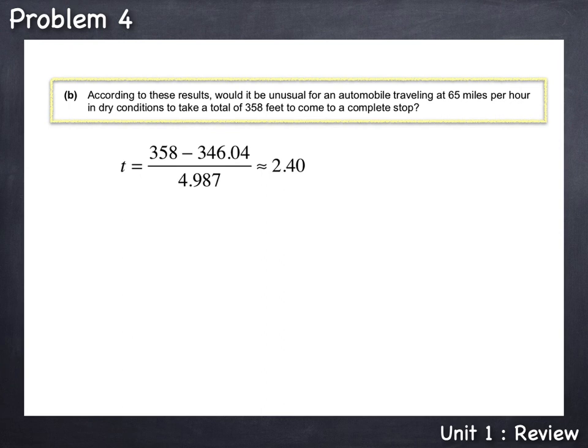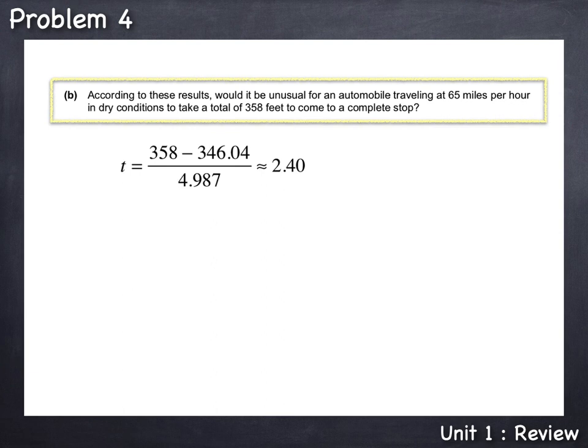So now we can answer the question. Would it be unusual for an automobile traveling at 65 miles per hour in dry conditions to take a total of 358 feet to come to a complete stop? Well, the vehicle that took 358 feet to come to a stop falls 2.40 standard deviations above the mean. This is more than 2 standard deviations. So anytime a data value falls 2 or more standard deviations away from the mean, it is considered to be unusual. So the answer to part B is yes.